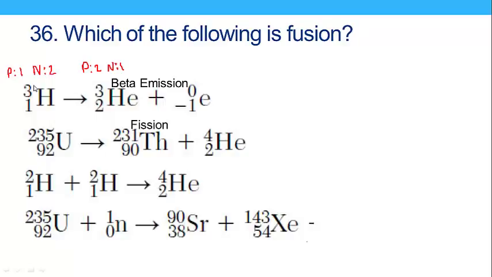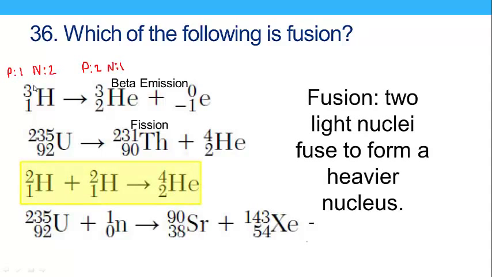The next one is going to be fission. We start with uranium-92 and we split apart to make lighter products. So that's fission. Next, this one is going to be our fusion, and we know that because our 2 light nuclei, the 2 hydrogens, fuse to form a heavier nucleus, the helium. The last one is also a fission. This is where uranium is being struck by a neutron. It absorbs that neutron, becomes unstable, and we're going to form strontium and xenon, which both have smaller atomic numbers. So we made smaller nuclei.